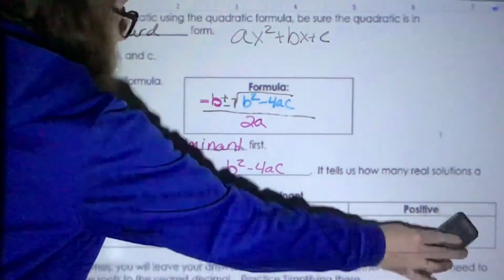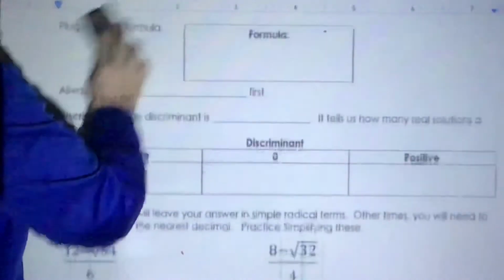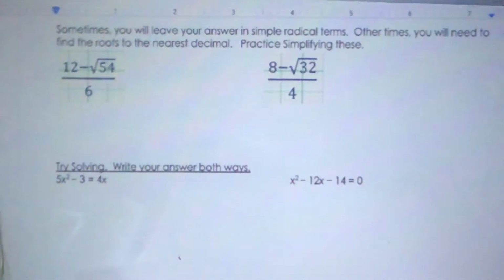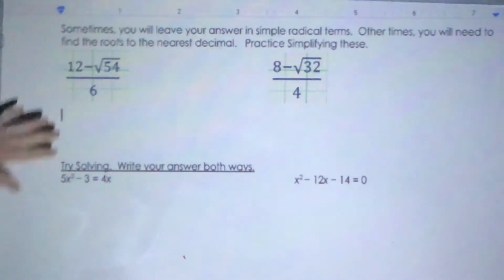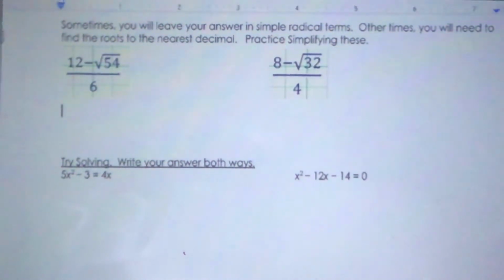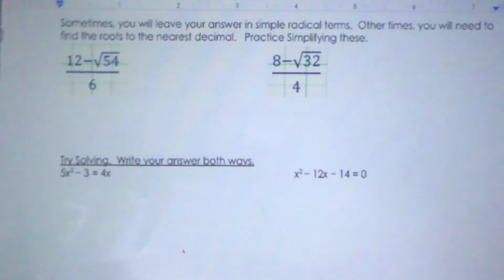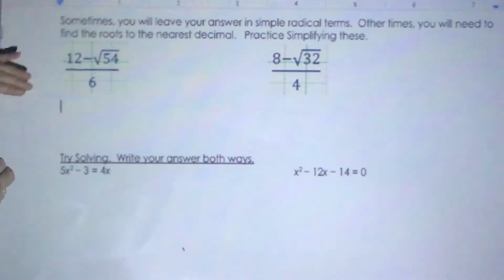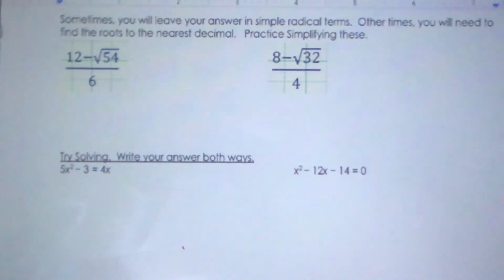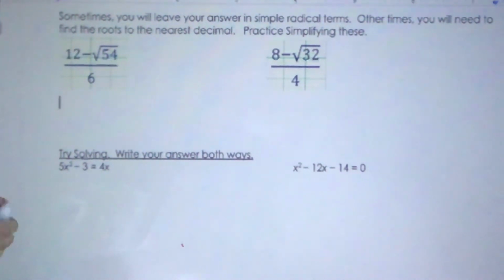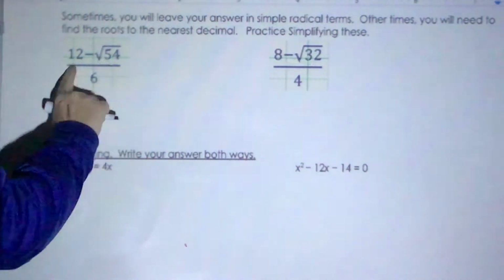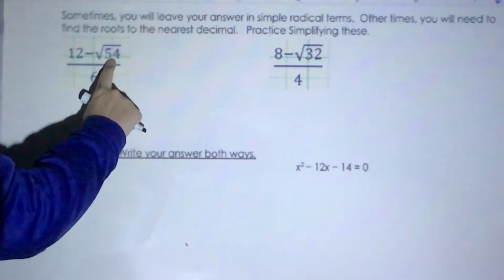So then once you do plug in, you're going to get some weird looking answers sometimes. You need to make sure that you can simplify answers that come out like this. You might have a situation where you get 12 minus square root 50 over 6, and you need to know how to simplify that. Sometimes you're asked to get a decimal, and you would use a calculator for that piece of it. But sometimes you're asked to just leave it in simplified radical form because that makes it a more exact answer. So to do that, you want to simplify your radical.